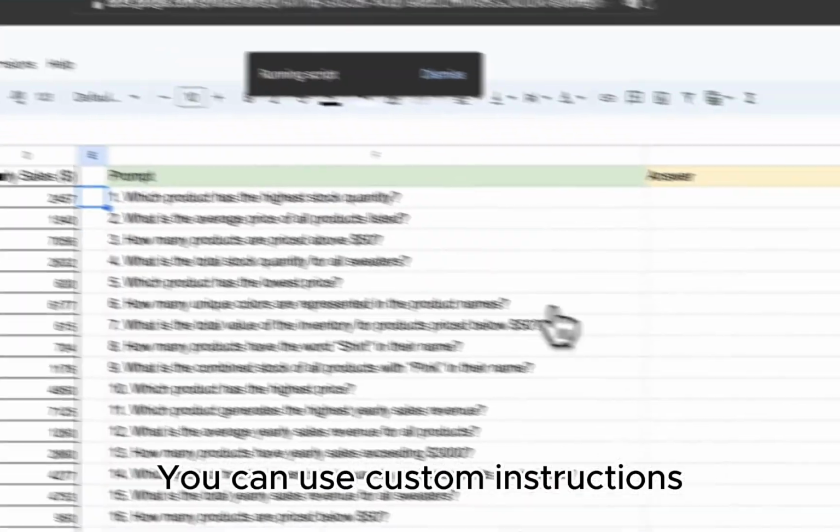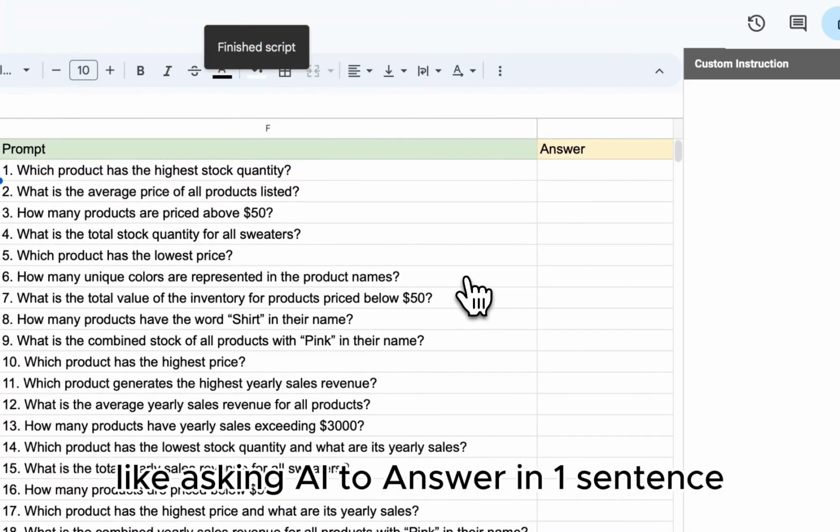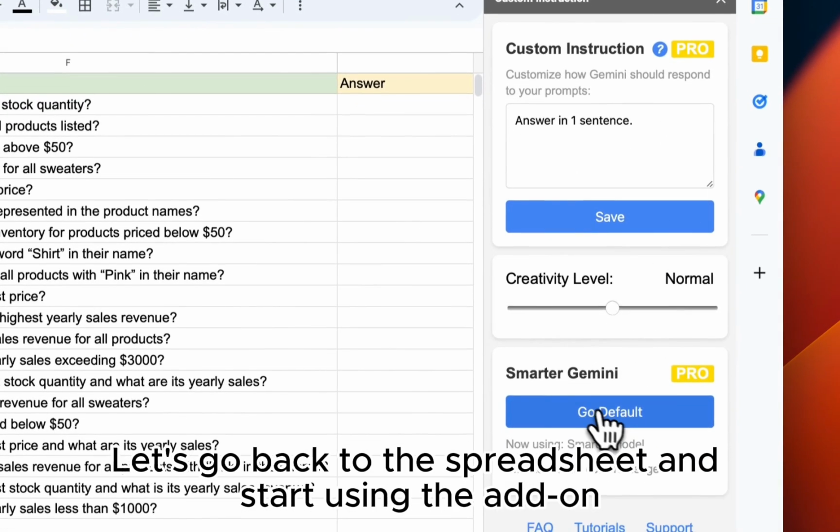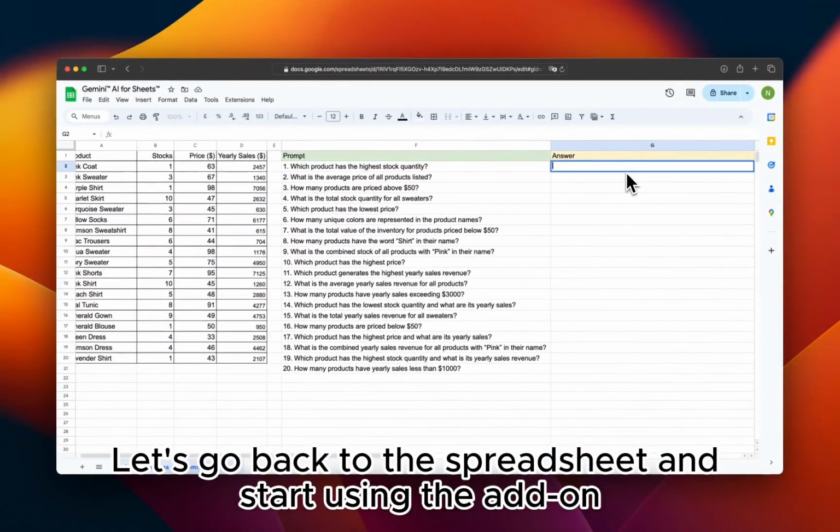You can use custom instructions, like asking AI to answer in one sentence. Also, you can turn on the smarter model. Let's go back to the spreadsheet and start using the add-on.